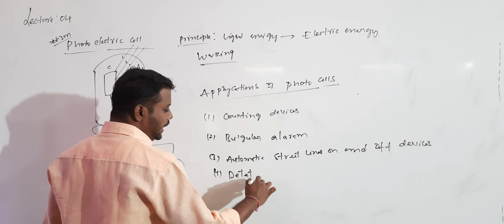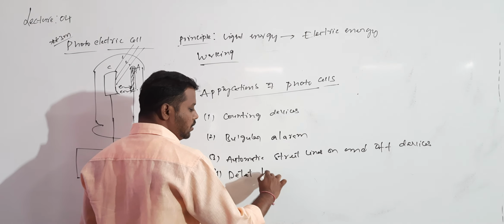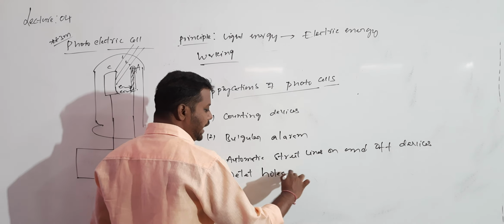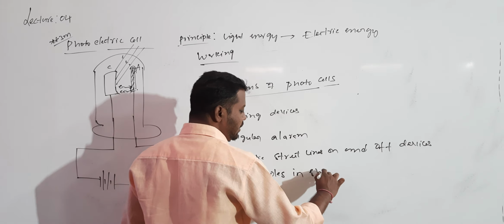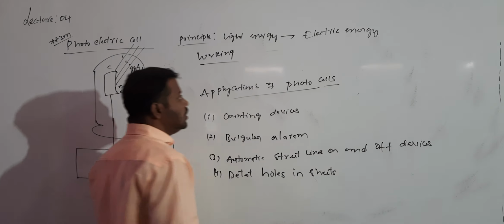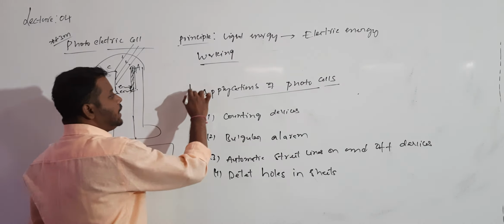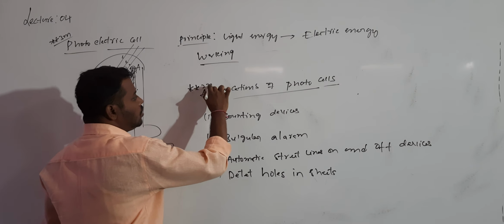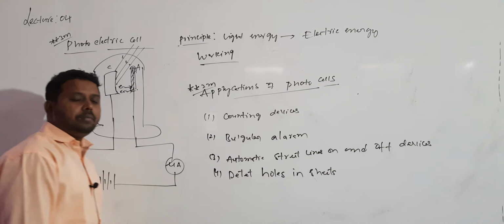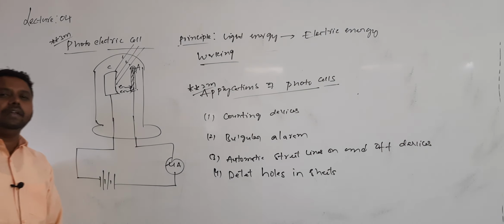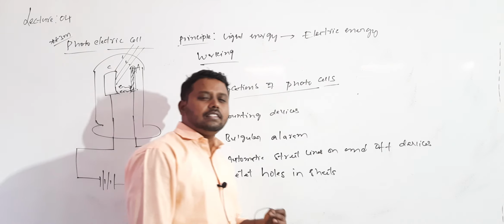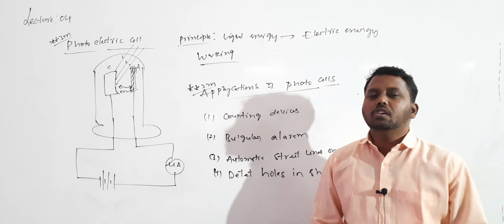So in order to detect faults or holes in metal sheets, we will use these photocells. Many applications are there. Applications of photocells is another important question for 2 marks. Minimum you need to remember 2 to 3 applications. Like this, many applications are there for these photocells.